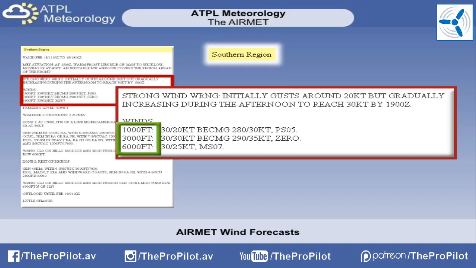Any changes in wind and/or temperature are indicated by way of abbreviated text. In this example, the wind at 1,000 feet is expected to be 20 knots from direction 330 degrees true, gradually becoming 30 knots from direction 280. The temperature is forecast to be plus 5 degrees Celsius.